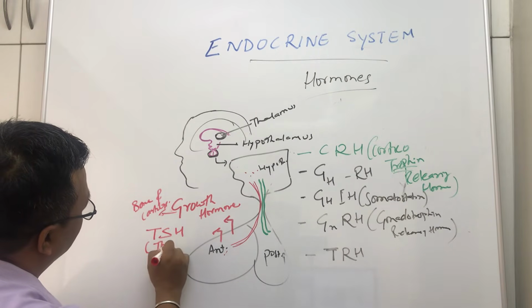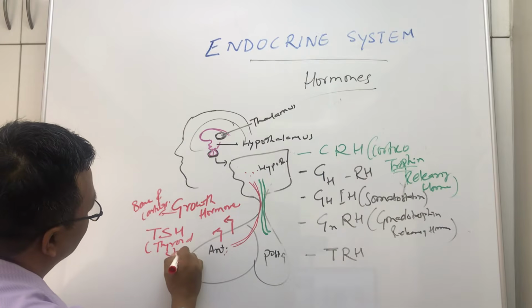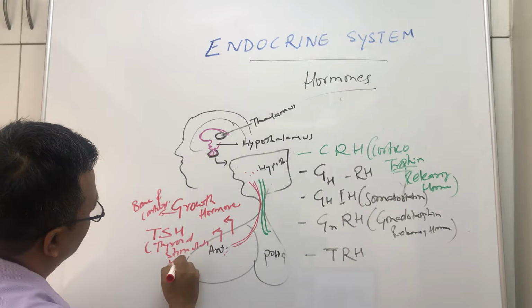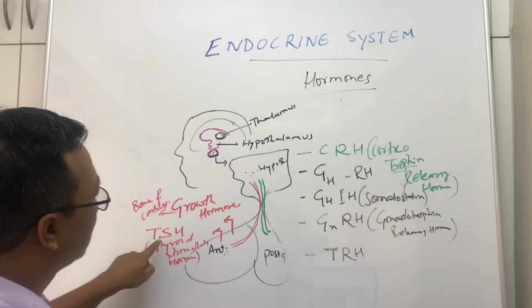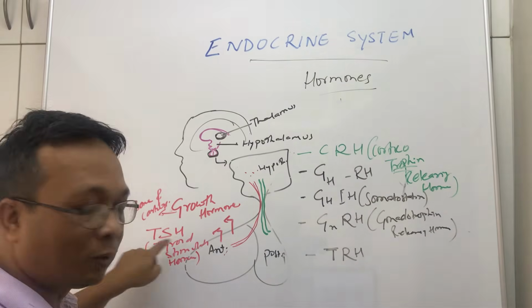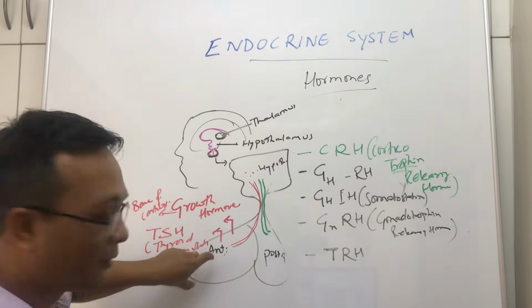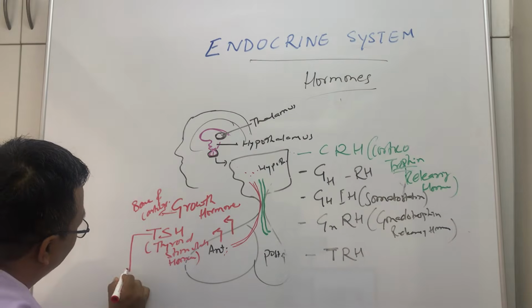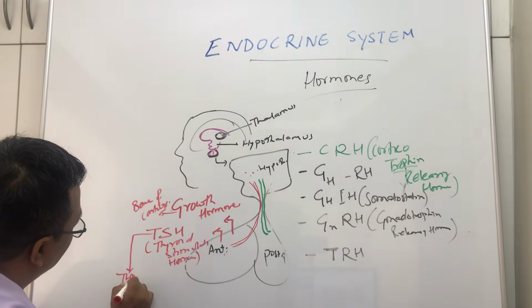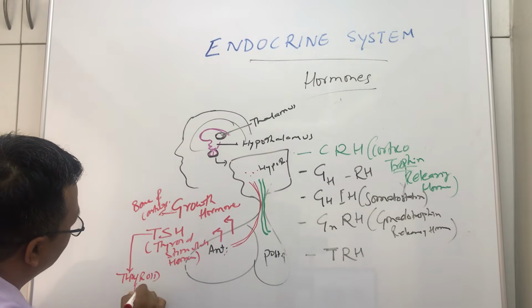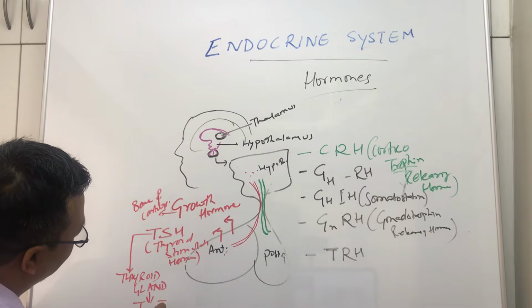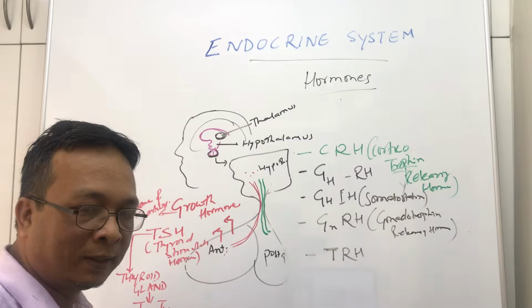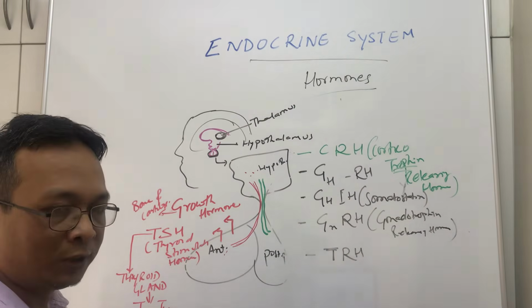Thyroid stimulating hormone, TSH. Okay, so this TSH will be released from the anterior pituitary gland and it will go to the thyroid gland, which is present in the neck, and then it will release the hormones T3 and T4, which we'll discuss in a later class. Okay, just understand the flow chart.